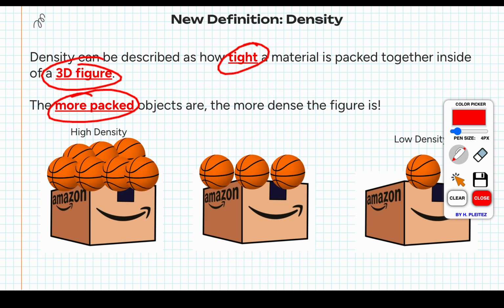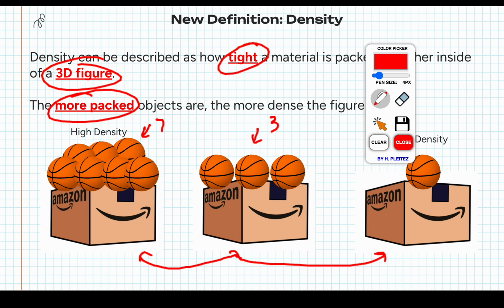So I like to think about packaging an Amazon box. So let's say we're packing basketballs and we're shipping them out. Let's pretend all of these 3 Amazon boxes are the same exact size. And let's say for one example, we have to ship out 7 basketballs, and we're packing those in the box. In another example, we're packing 3 basketballs, and then in another example, we're just packing 1 basketball.